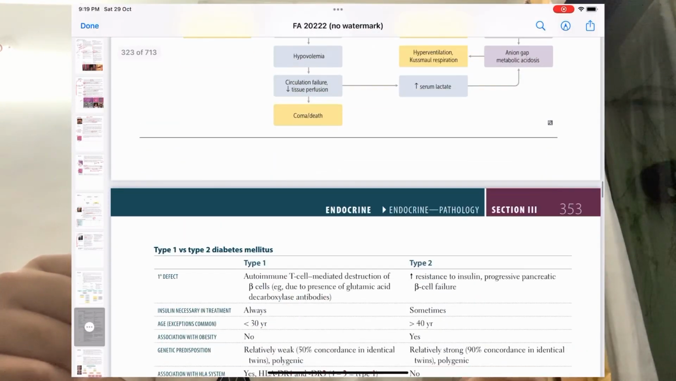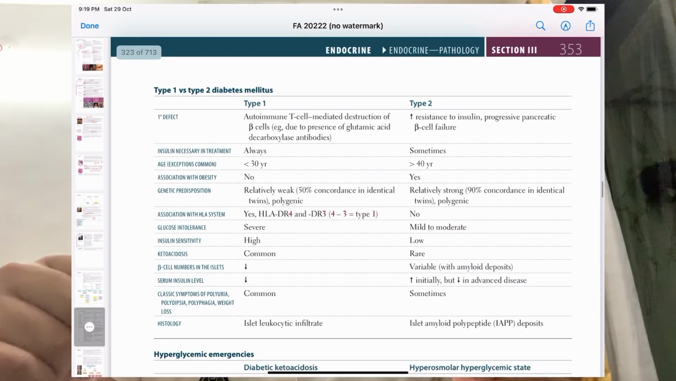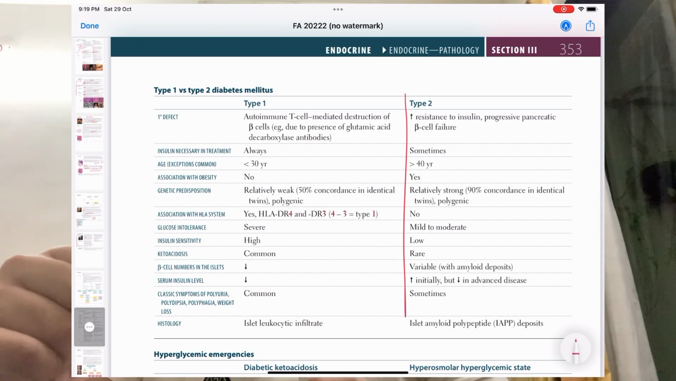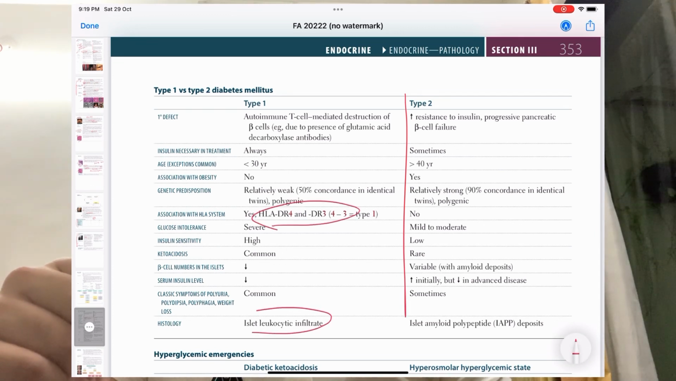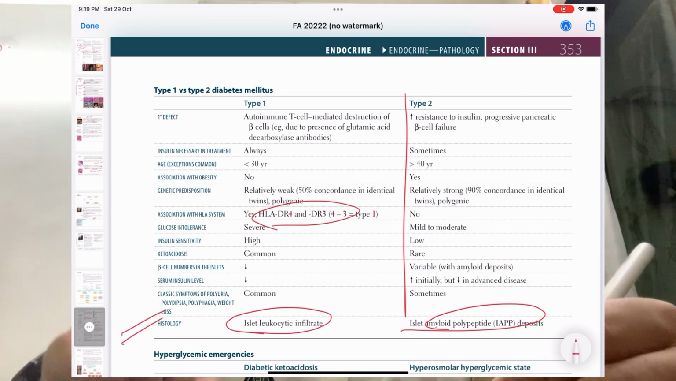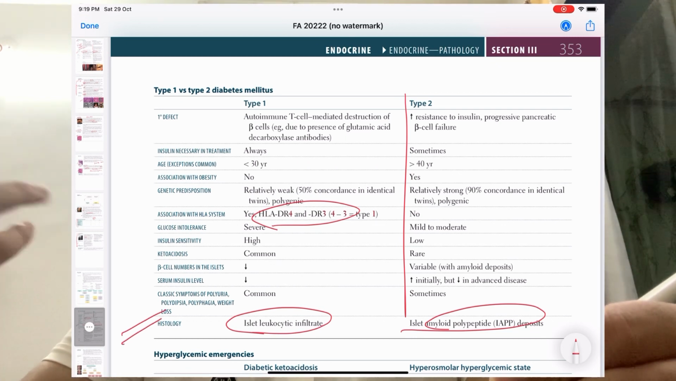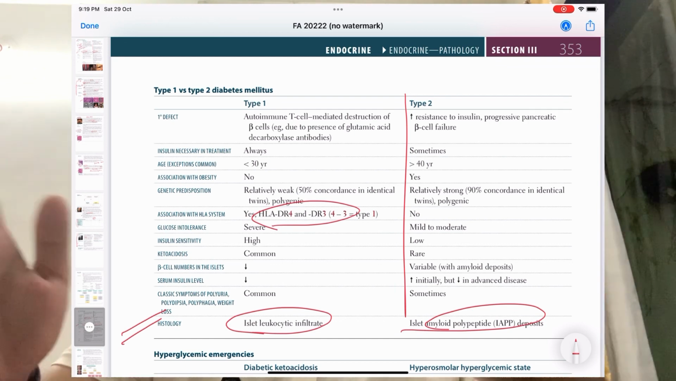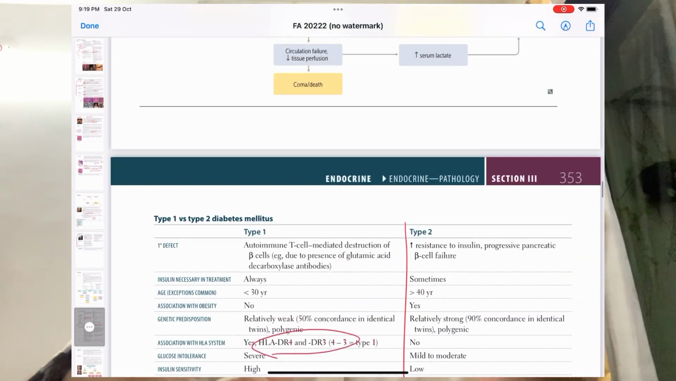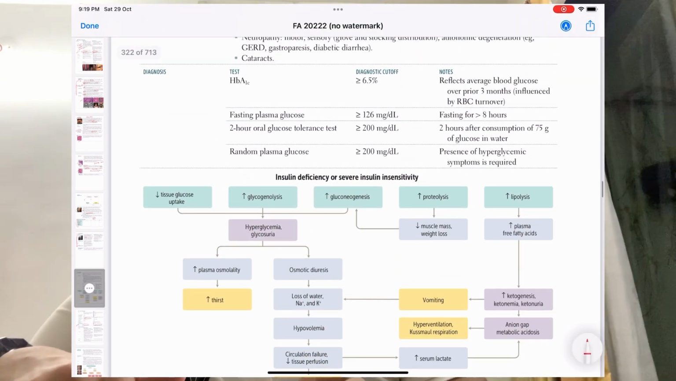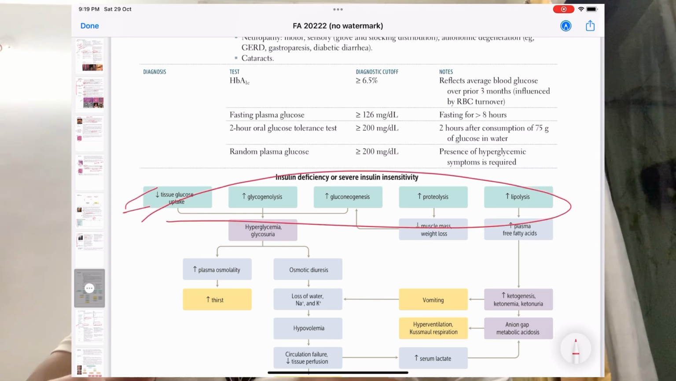Okay, it is given in First Aid also, on the page number you can see, page number 353. They have given this distinction. They have also given the autoantibodies here. They have also given the HLA, and this histology is again very important. Histology in pathology is very important, so make sure you are able to remember each and everything. Alright, so type 1, type 2, along with that the biochemical aspect you can easily see in the flowchart given. This is the biochemical aspect. Based on that you will be able to identify this pathophysiology.